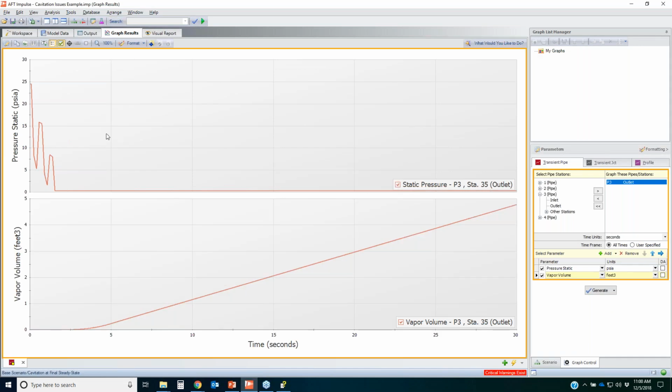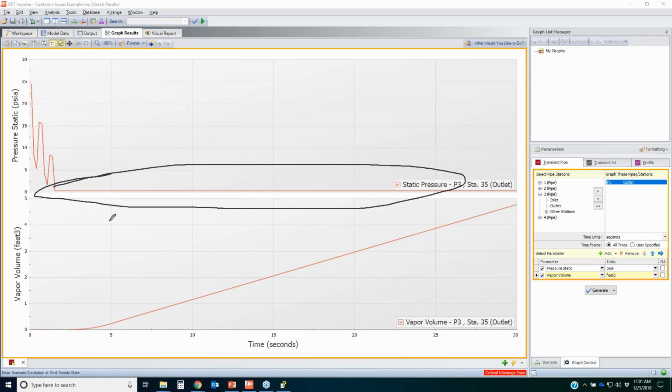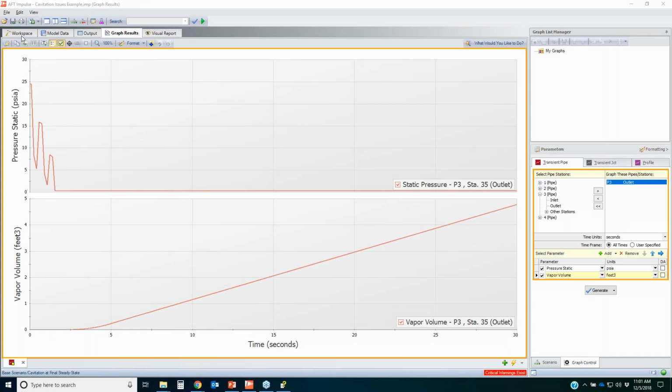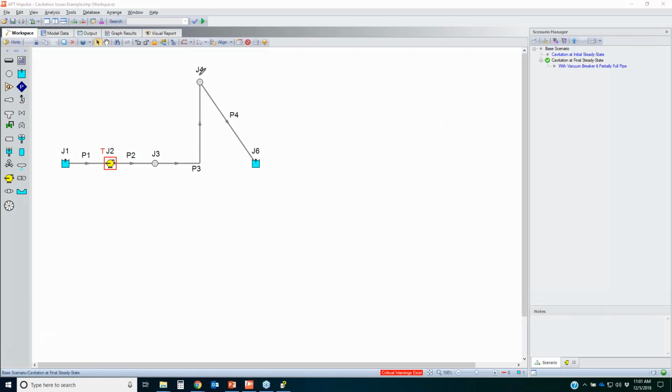When you cavitate at that 200 gallon per minute time, your pressure drops to vapor pressure and it stays there. And this vapor volume tells you that your pipes are continually filling up with air. Well, what's really happening there? What's really happening is, in reality, your pipes are going to drain. And so in reality, when that vapor volume is filling up more and more, your pipes are going to drain and your system is going to just be sucking in air constantly.